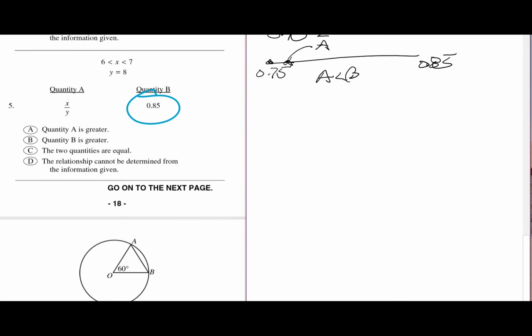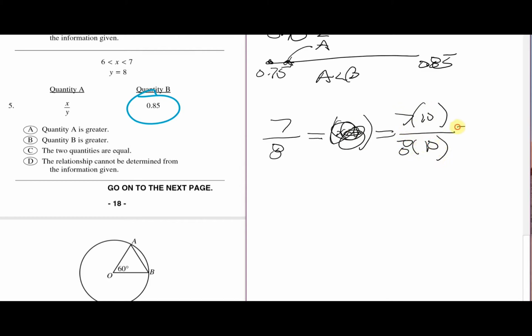Now, we need to find what 7 eighths is equal to. What you want to do here is get it out of 100. So if we multiply by 10, 7 times 10, we're multiplying really by 1, since 10 over 10 is 1. This is 70 over 80. So we have 70 over 80. We want to get out of 100, so it makes it easier.